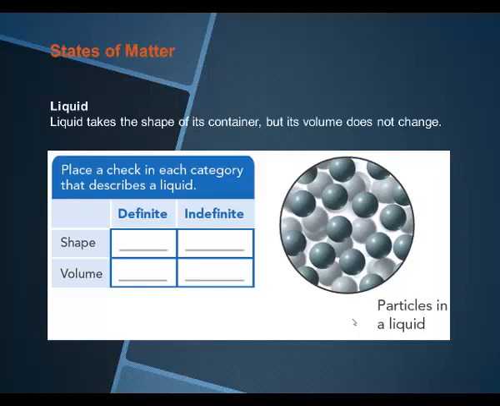So liquids take on the shape of their container, but their volume does not change. So we need to know, does it have a definite shape or indefinite shape? Does it have a definite volume or an indefinite volume? Its shape is indefinite. We can dump it into different objects and it'll retain the shape of the object that it is in. Its volume is definite. We don't change the volume of a liquid.